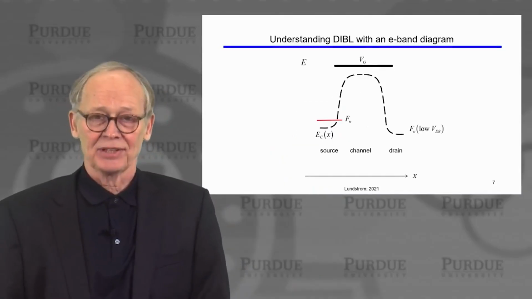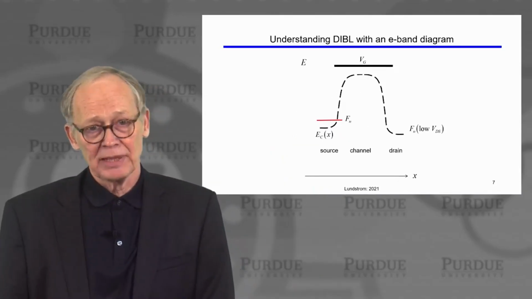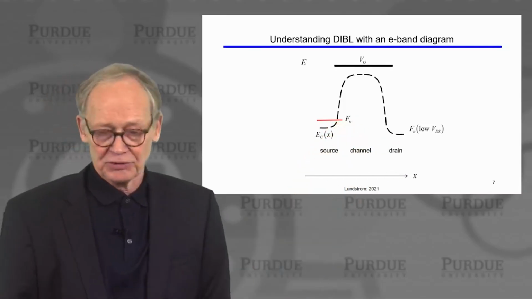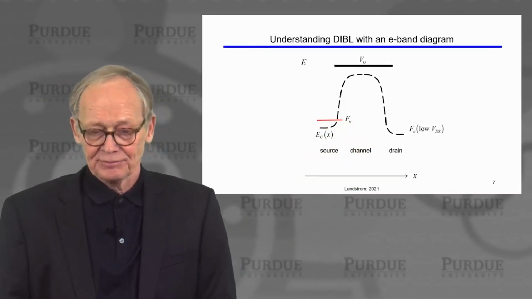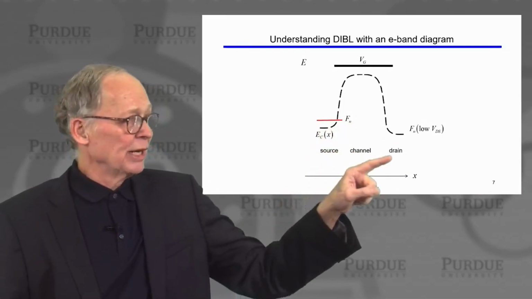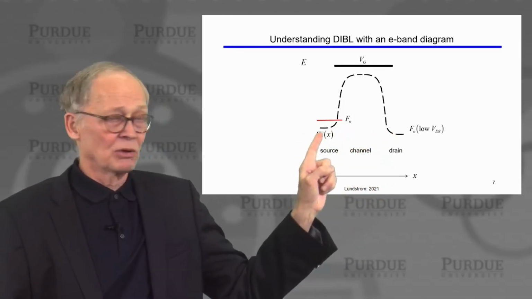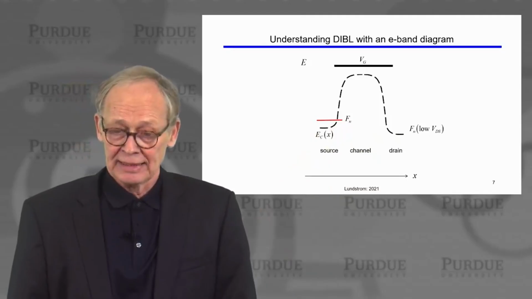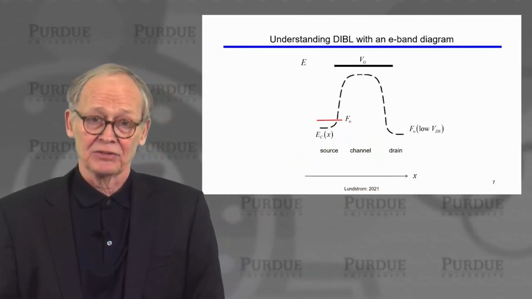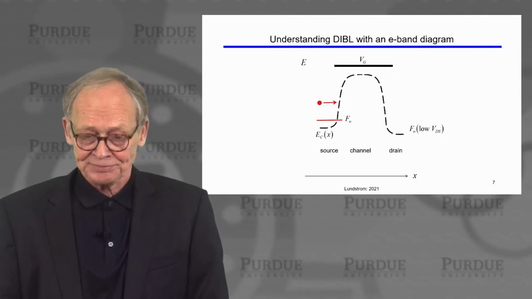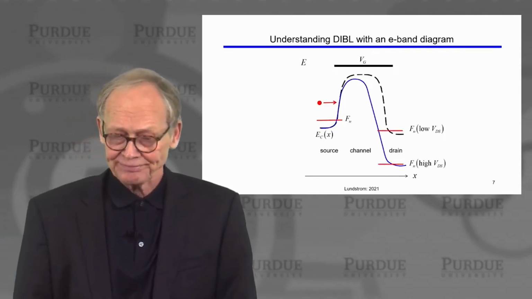Okay. But what's the physics? So we can understand the physics by the energy band diagram. Here's the conduction band versus position at a low drain to source voltage. So the conduction band in the drain is just a little bit lower than the conduction band in the source. We have a big barrier. The device is off, or only leakage currents are flowing. We're below threshold, so no current can flow.